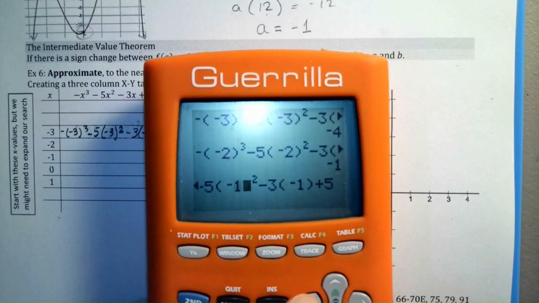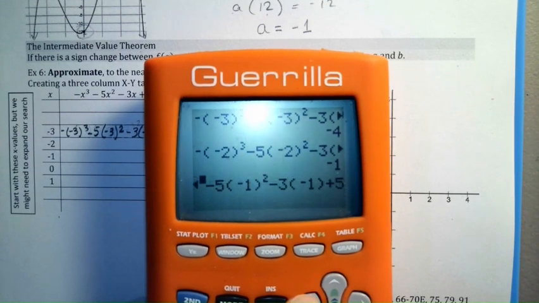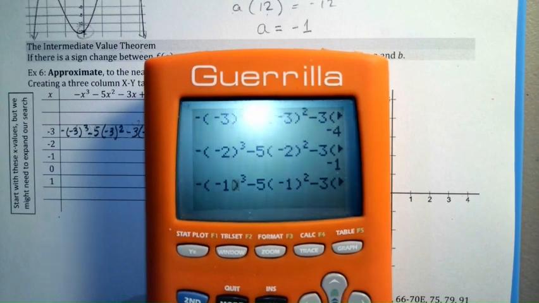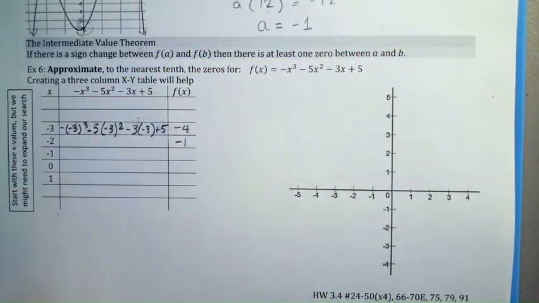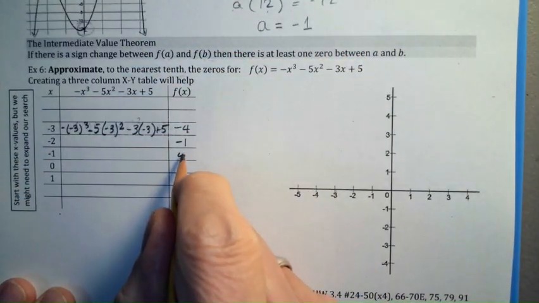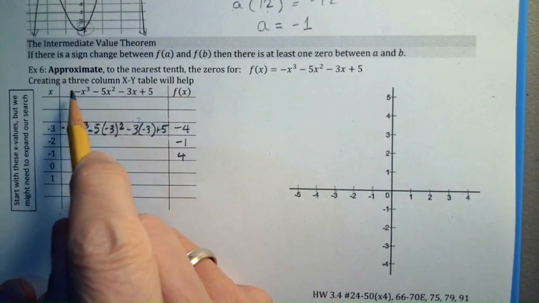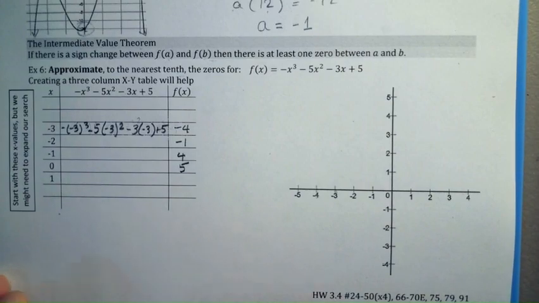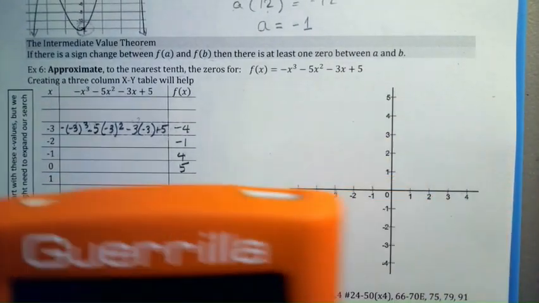Negative 1, and then one more up here, negative 1, hit enter, and then it'll calculate it for me. So that's a 4. The 0 is easy, right? That's just going to be 5. Okay, and now the 1, that's a little bit trickier.